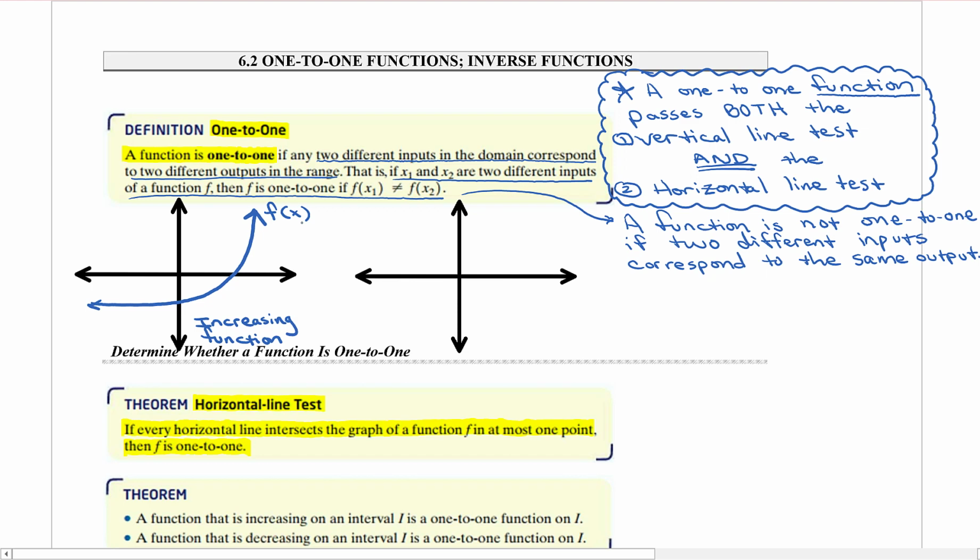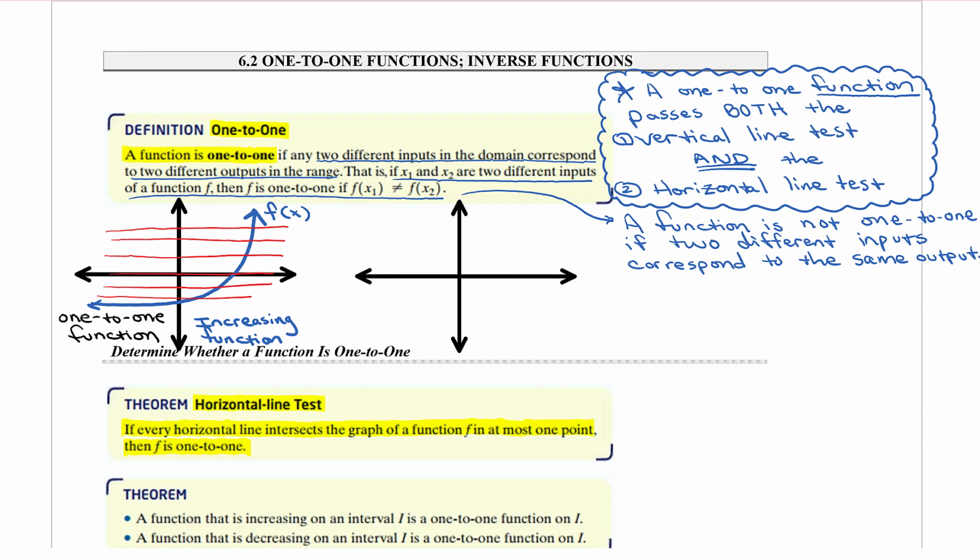We already know it's a function, so that means it has to pass the vertical line test. The question is, does it pass the horizontal line test? If I draw horizontal lines everywhere I want, every single horizontal line is only allowed to hit in at most one point. As long as every single horizontal line I draw anywhere hits in at most just one point, it's fine. As soon as it hits two or more, it's not considered a one-to-one function. So this first example that I drew here, yes, it does pass the vertical line test.